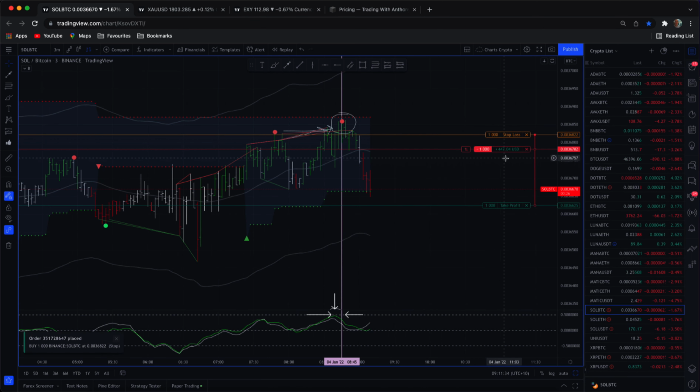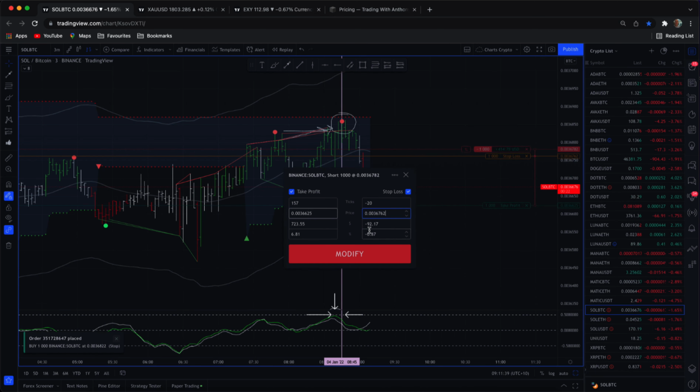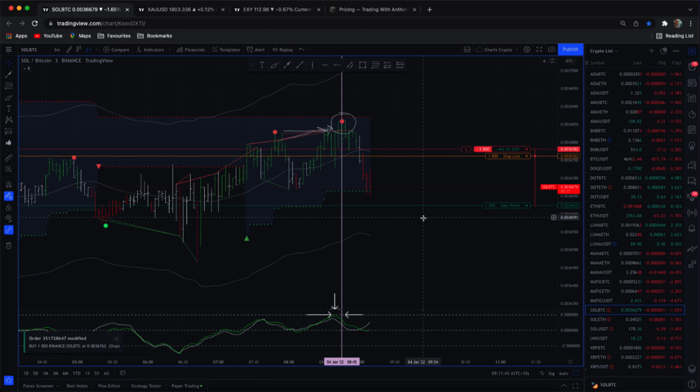Now we can pull our stop loss, and we're well and truly in the money here. I could close this and make $400 if I wanted to. Let's just do this. And there's $92 if my stop loss gets hit. And this is a 3-minute chart.